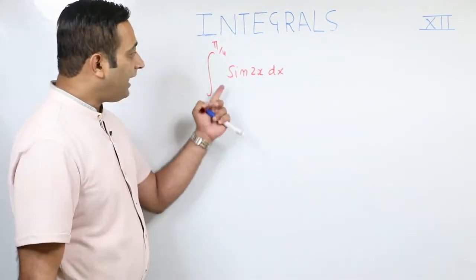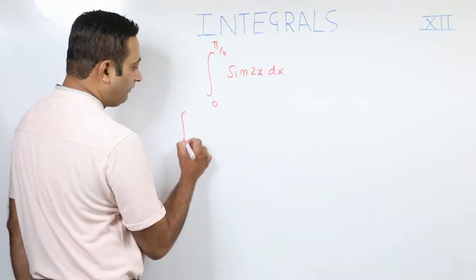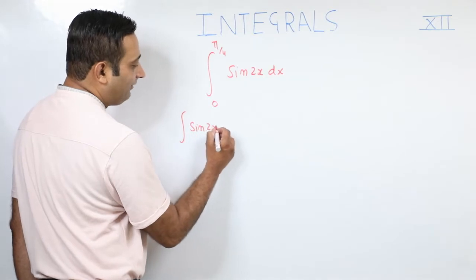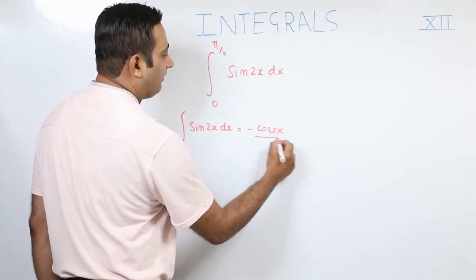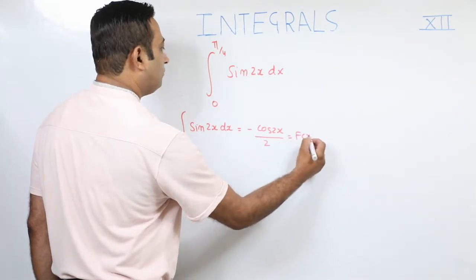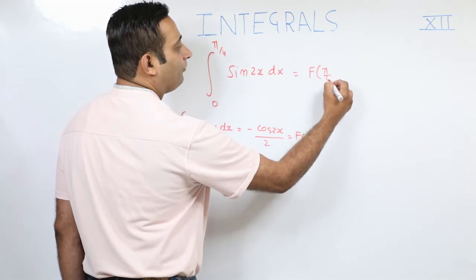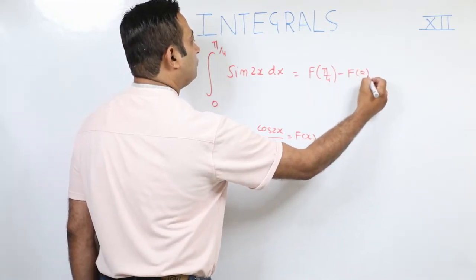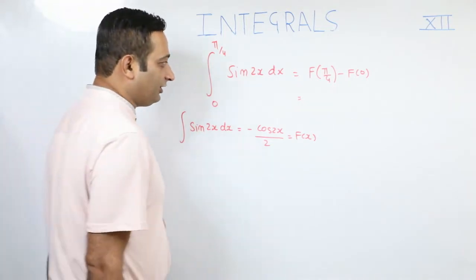Now, in this question, we have the integral of sine 2x dx from 0 to pi by 4. So, first of all, we will find the antiderivative of sine of 2x, that will be minus cos 2x by 2, which is equal to F of x. Now, we will find F of pi by 4 minus F of 0 using second fundamental theorem of definite integration.